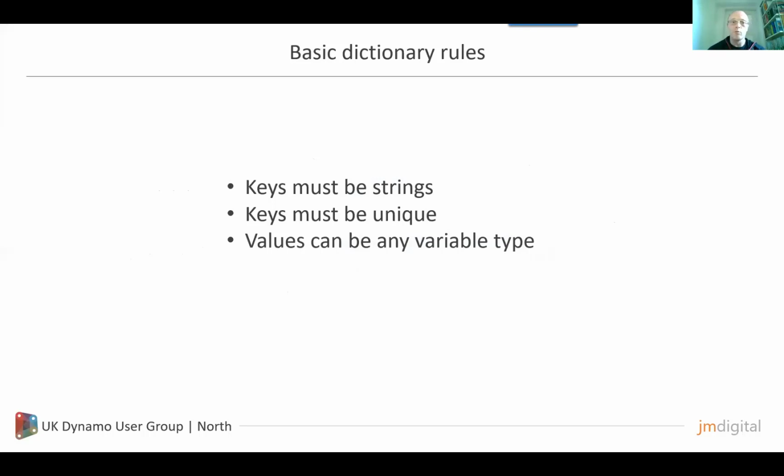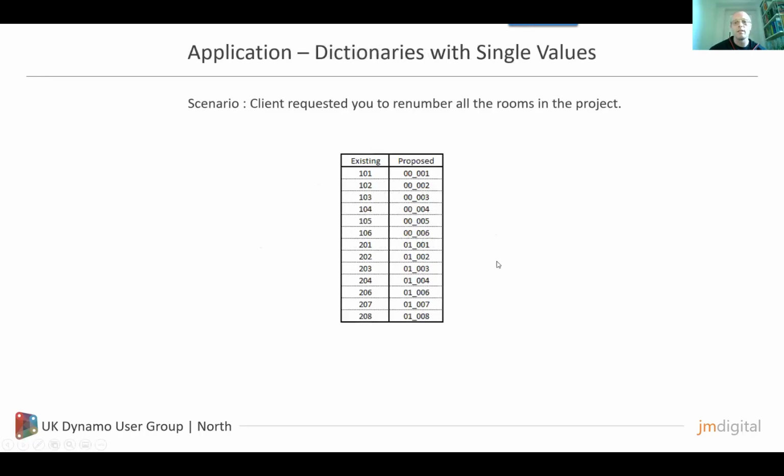So, basic dictionary rules whenever we're creating our dictionaries. First of all, the keys must be strings. Also, the keys must be unique. If you have keys with duplicate values, the dictionary create node will return an error. And the values that you use can be any variable type at all. It doesn't matter, so long as it's a list that you can feed in, then Dynamo will be able to pull those out.